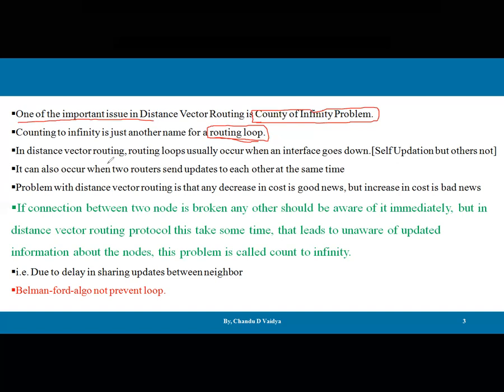In distance vector routing, the routing loop usually occurs when an interface goes down. Let's say if any interface or link goes down, at that time this problem is going to occur.